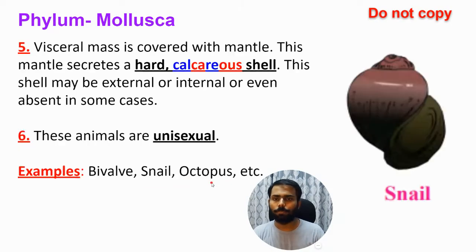Visceral mass. Okay. Next, visceral mass is covered with mantle. Mantle is an outer covering or outer layer. And this mantle secretes यानी release करना. So this mantle releases a hard and calcareous shell. Hard का मतलब समझ गया, hard यानी कड़क. What is the meaning of calcareous? How do you pronounce this? CA is cal, CA is K, RE is re, OUS is us. Calcareous.